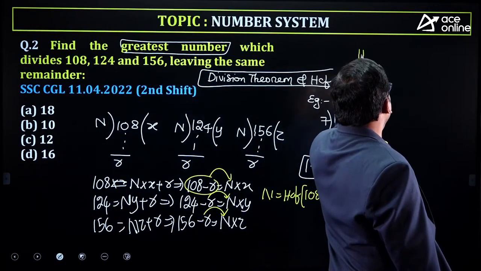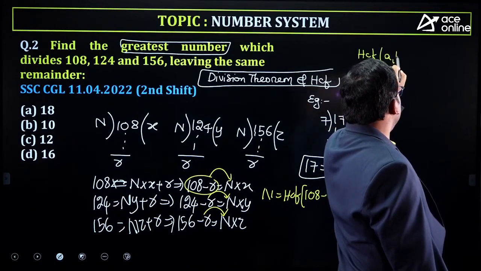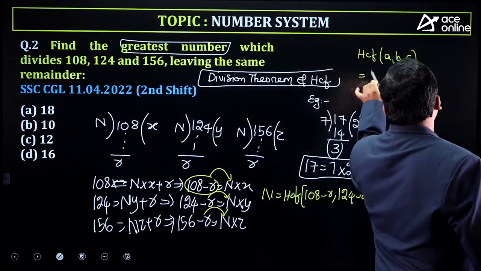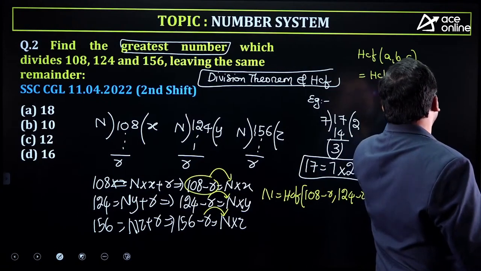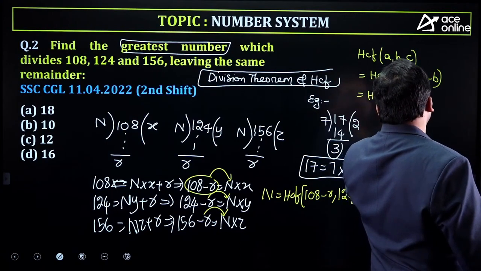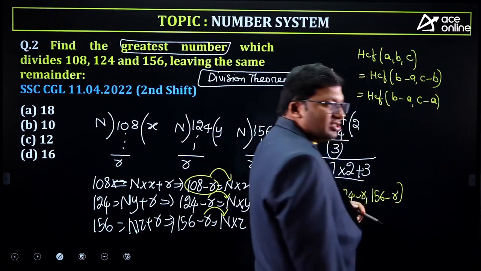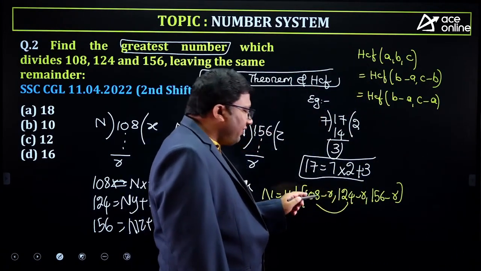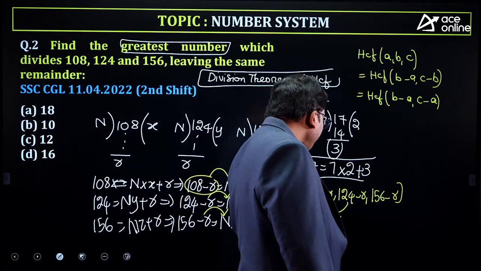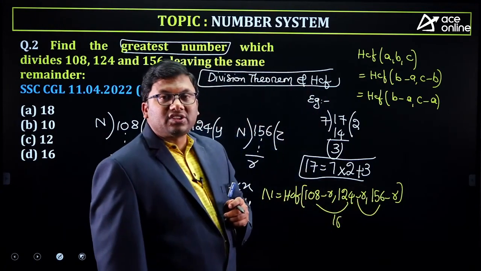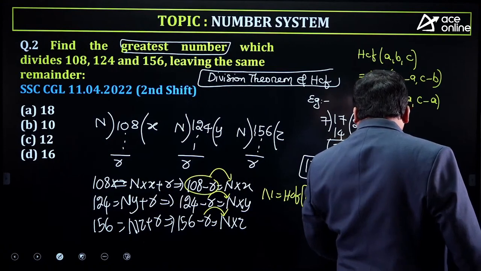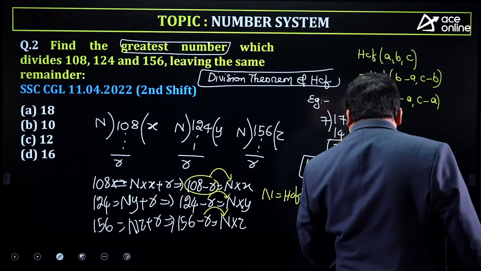Another concept of HCF. HCF of A, B, C is equivalent to HCF of B minus A, C minus B. It is also equivalent to HCF of B minus A, C minus A. So if I take these differences, 124 minus r minus of 108 minus r, it is 16. 156 minus r minus of 124 minus r, it is 32. So the answer will be HCF of 16, 32.